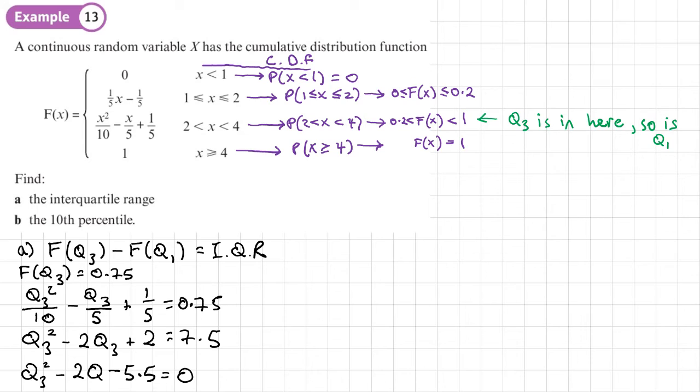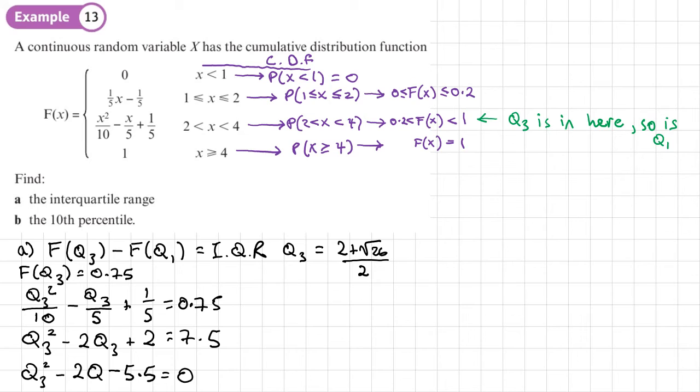Then I'll use my calculator to solve this. So I get 2 plus root 26 over 2, and 2 minus root 26 over 2. Now I can reject that one because that's a negative value, negative 1.549. So we'll just go for the positive one, and I'll write down the exact value and use that in my working: 2 plus root 26 over 2.